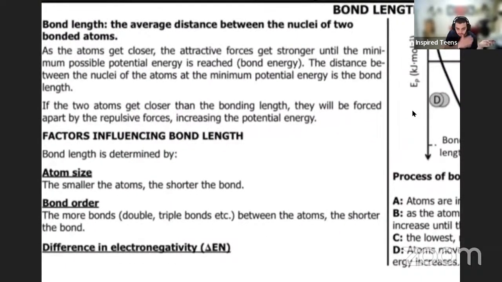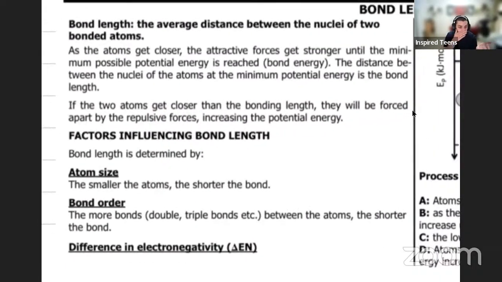As the atoms get closer, the attractive forces get stronger until the minimum possible potential energy is reached. This is known as the bond energy. The distance between the nuclei of the atoms at the minimum potential energy is bond length. If the two atoms get closer than the bonding length, they will be forced apart by repulsive forces, increasing potential energy. The factors influencing bond length are as follows: the atomic size, the bond order, and the difference in electronegativity.